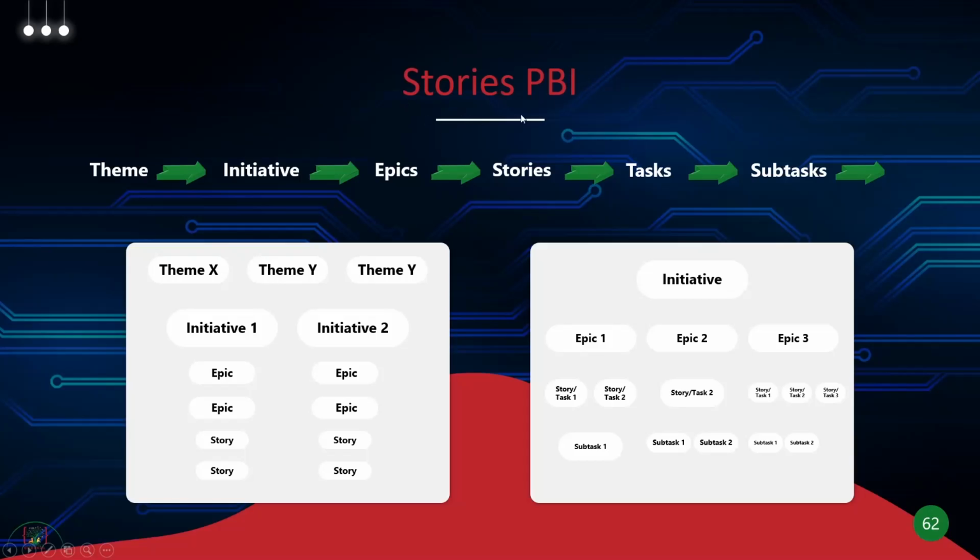The hierarchy of the stories in the product backlog, we already talked about this. We have teams, we can have initiatives, we can have epics, and then the user story level. We can have user stories, and then the user stories can be further broken down into tasks and subtasks, which are usually consumed in a single sprint.